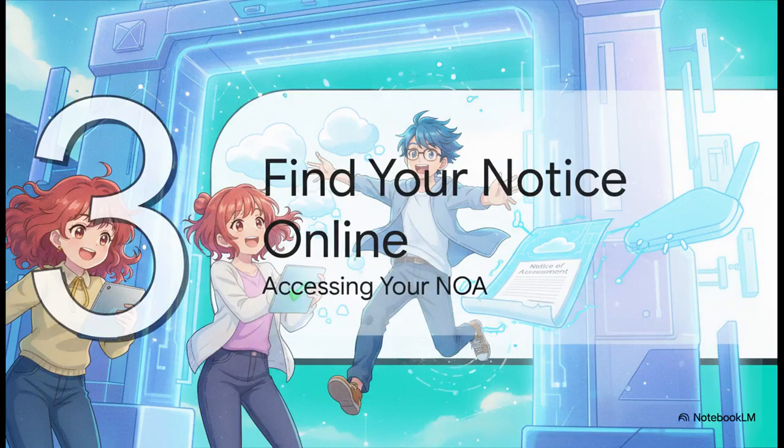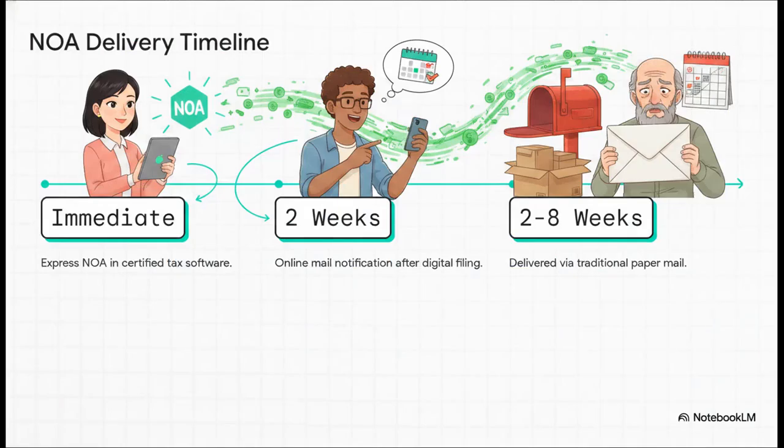Section 3. Finding your notice online. All right, you've made it past the digital gates. But depending on how you filed, your timeline for actually seeing that NOA changes pretty dramatically. If you use the Express NOA service with certified tax software, you can actually see your assessment immediately after filing, like instantly. If you sign up for CRA Online Mail, you'll usually get a notification within 2 weeks. But if you're still relying on traditional paper mail, you're looking at sitting around for anywhere from 2 to 8 long weeks.